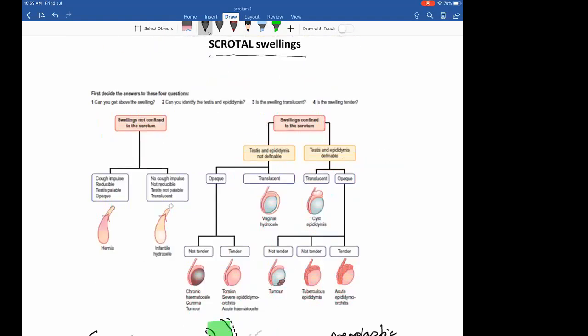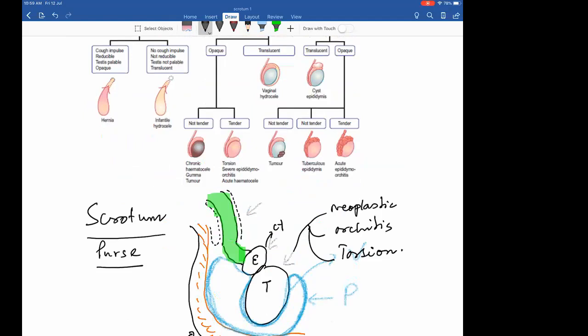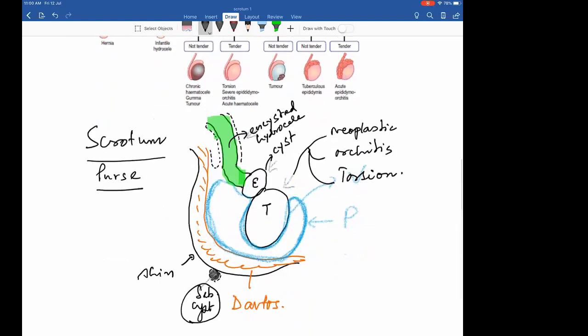Now, epididymal swellings are usually cysts, whereas spermatic cord swellings are very rare and can include something called an encysted hydrocele of the cord, and there can be tumors in the spermatic cord as well, but they are extremely rare. So this is one way of classifying a testicular or scrotal swelling. But for a clinician, this is not exactly the story.